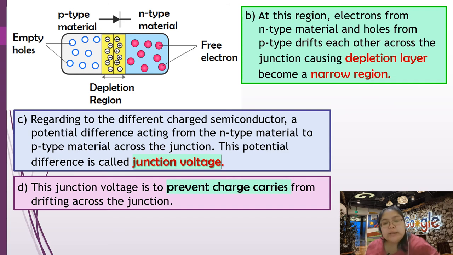If you can go over the junction voltage, that means you can drift. If you cannot go over the junction voltage, the electron and the hole cannot drift to each other. If they cannot drift, you don't have any charge carriers, which means the semiconductor cannot function. So this junction voltage prevents the charge carriers from drifting across the junction. To cross the junction, your voltage must be high enough, meaning over the junction voltage. Then you can drift, the circuit is okay, and you can conduct electricity.